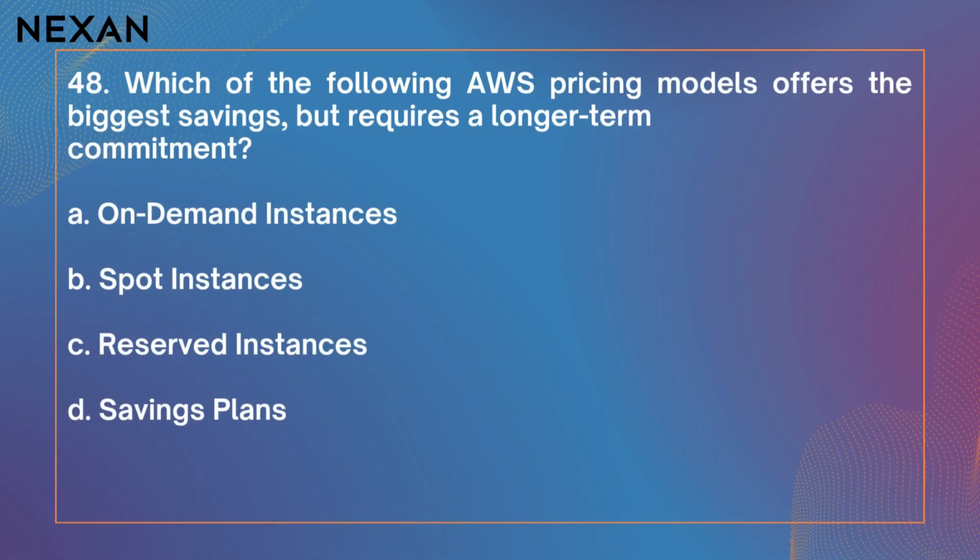48. Which of the following AWS pricing models offers the biggest savings but requires a longer-term commitment? A. On-demand instances. B. Spot instances. C. Reserved instances. D. Savings plans.